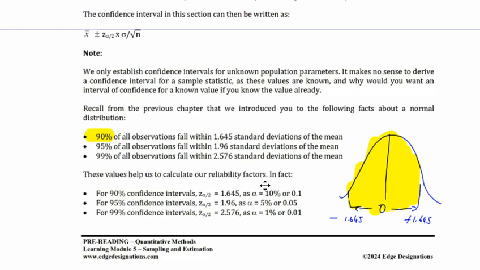If I wanted to gain a little bit more and go to 95% of all observations, I've got to move a little bit more to the right and to the left. How much more? 1.96 standard deviations. If I wanted to include 99% of all observations, I would have to go 2.576 standard deviations to the left and to the right. To the left and the right of what? Of the mean, of the average, the middle point.